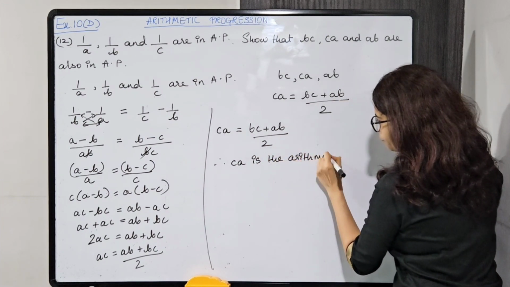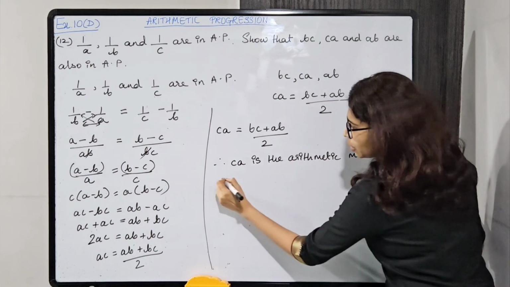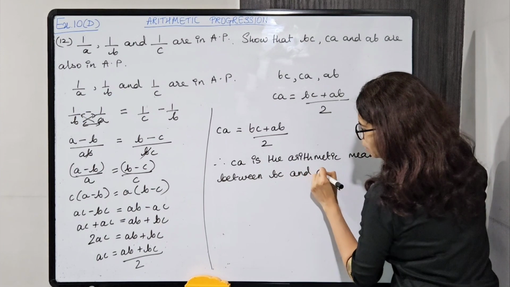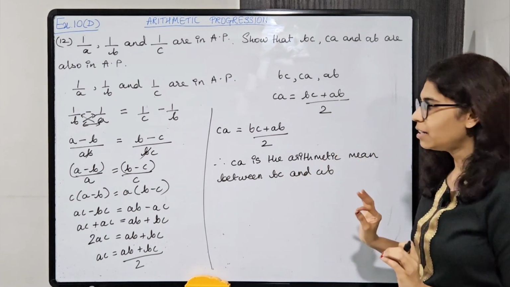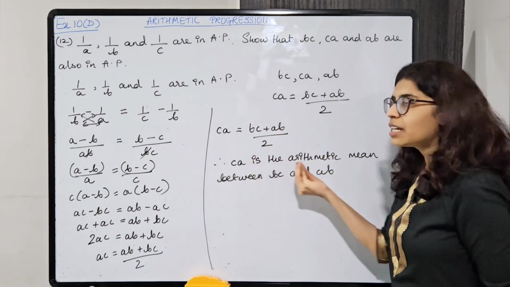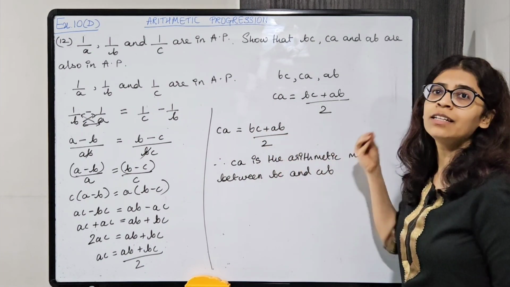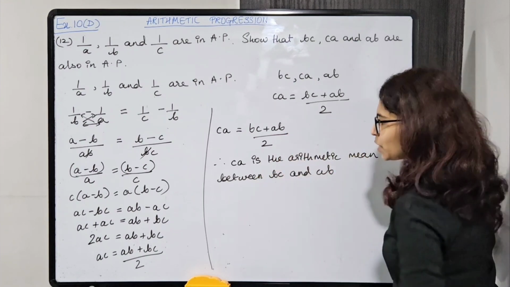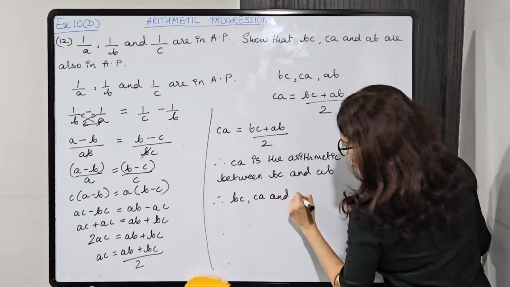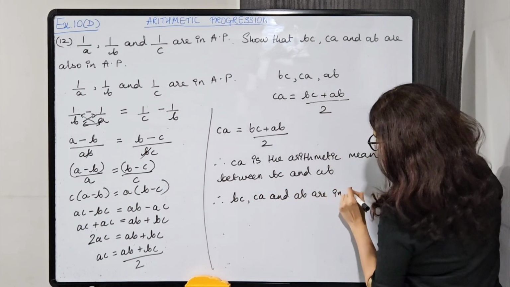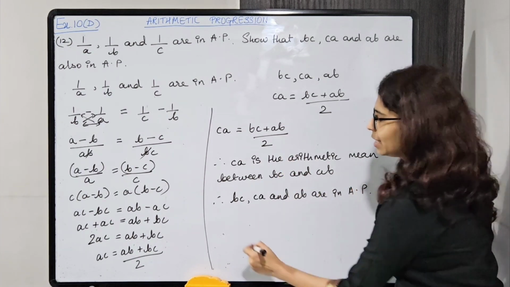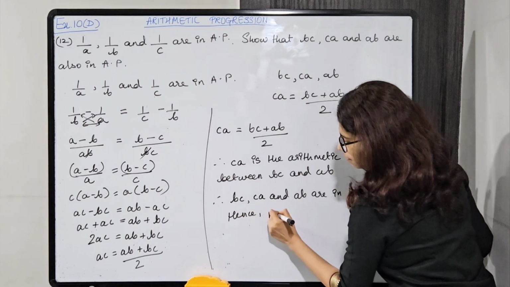arithmetic mean between BC and AB. I can say this है ना. CA is the arithmetic mean between BC and AB. Since it is the arithmetic mean, it means the three are in AP. Okay. So therefore, BC, CA and AB are in AP. You have to write down these statements. Okay. So we got this, hence proved. All right.